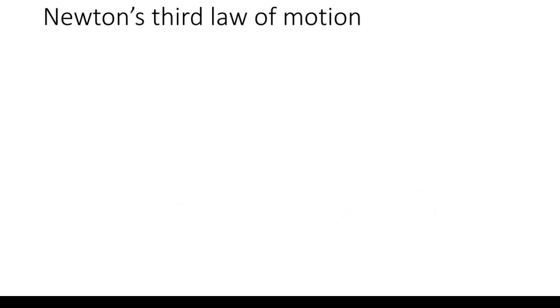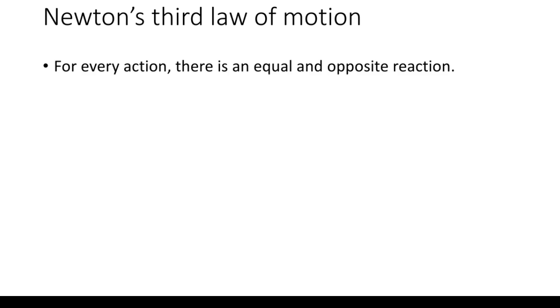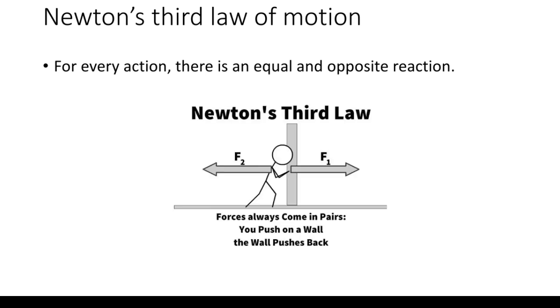So let's understand Newton's third law of motion. Newton's third law of motion states that for every action there is an equal and opposite reaction force. Let's look at the example. Take a look at this man trying to push a wall, and as he applies the force, the wall will push him back. The wall will push him back with the same amount of force he applied, but in a different direction.